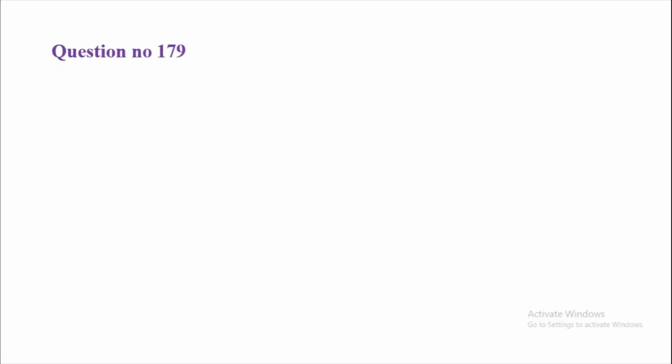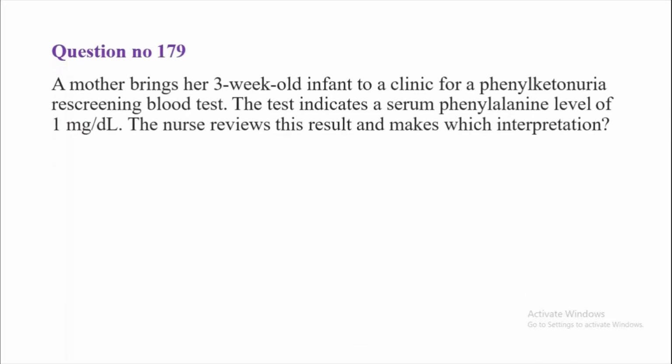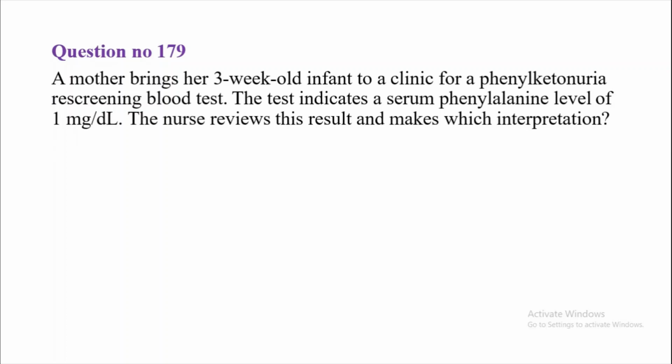Question number 179. A mother brings her 3-week-old infant to a clinic for phenylketonuria re-screening blood test. The test indicates a serum phenylalanine level of 1 mg per deciliter. The nurse reviews this result and makes which interpretation?